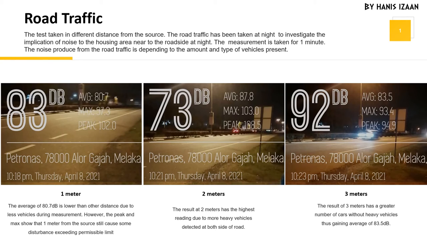At 1 meter, the average decibel is 80.7, while the max is 97.3 and the peak decibel is 102. At 2 meters, the average is 87.8, the max is 103 while the peak decibel is 108.5. At 3 meters, the average decibel is 83.5, the max is 93.4 and the peak is 94.9.